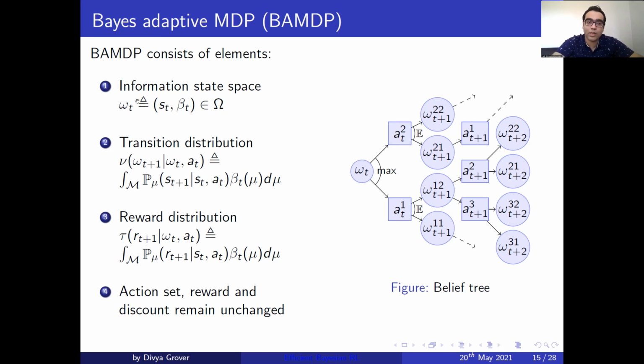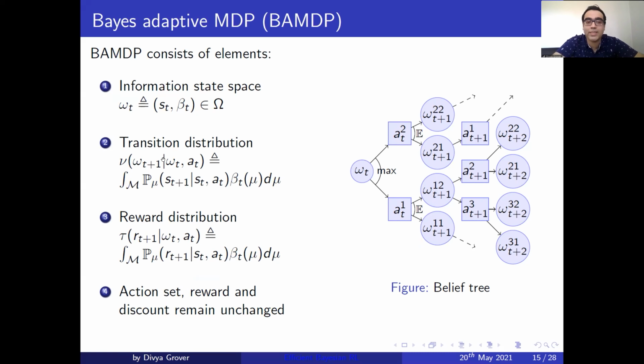So what the state here will be called is an information state. It will be a tuple of the state of the agent as well as his current belief, which is also subscripted by t, because as the subscript changes, his belief will also change by the Bayes rule. So what we denote here in BAMDP is this information state, or augmented state space, which is the state and the belief as well. And similarly, we define the transition distribution and reward distribution from the MDP.